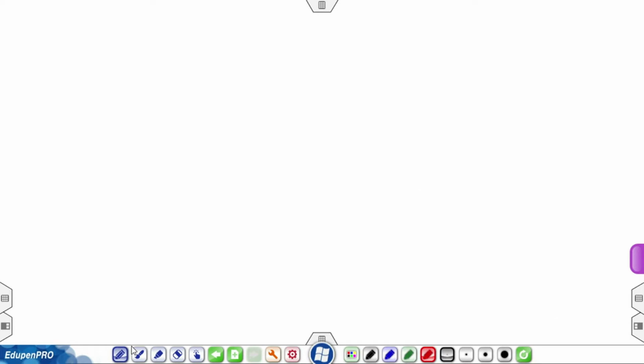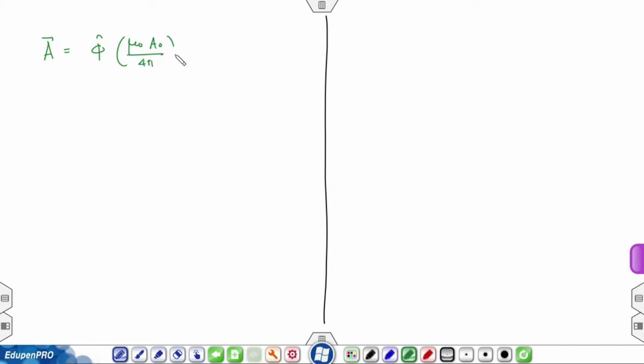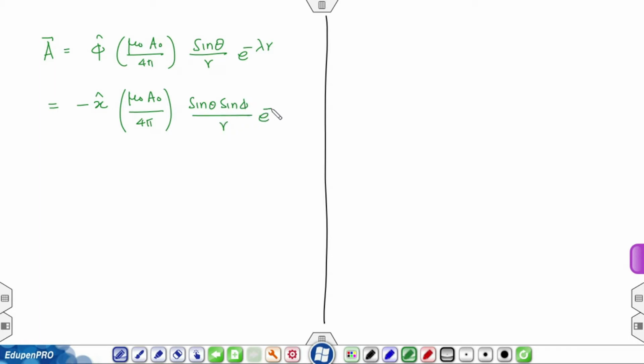So, I can therefore write the vector potential A as phi mu naught A naught over 4 pi sin theta over r e raised to minus lambda r, which I can write as minus x unit vector mu naught A naught over 4 pi sin theta sin phi over r e raised to minus lambda r plus y mu naught A naught over 4 pi sin theta cosine phi over r e raised to minus lambda r.